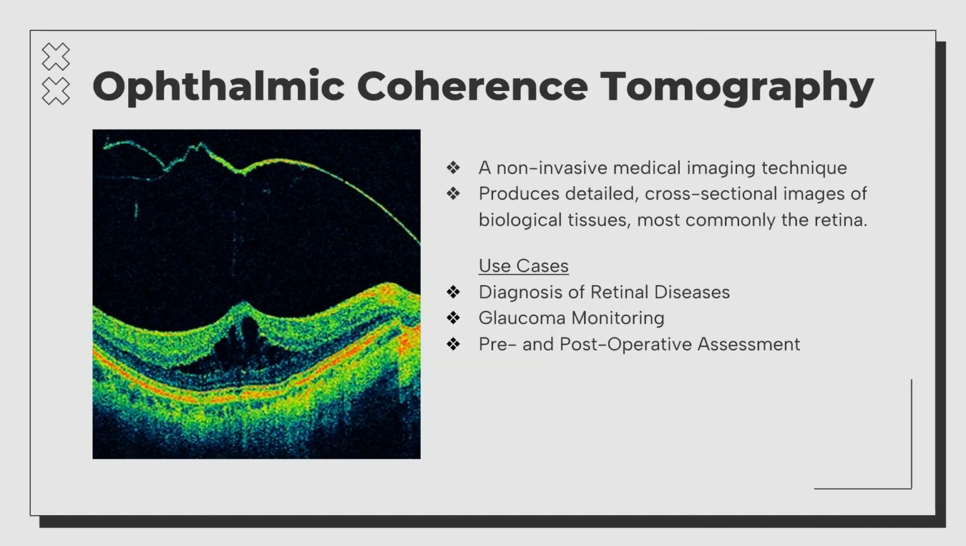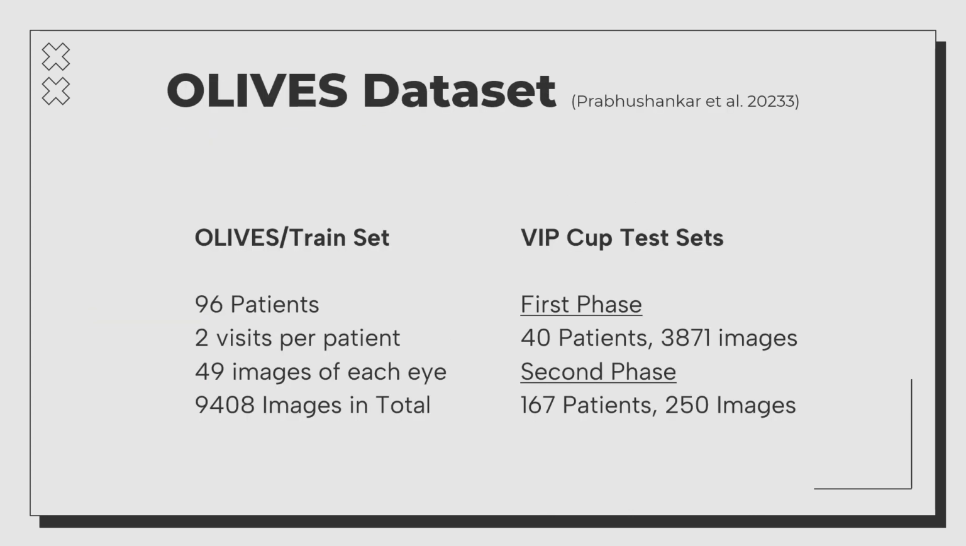First, let's talk about the problem we are addressing. I know the organizers have probably introduced the problem already, so I will move through this section fairly quickly. In short, the task was to detect biomarkers from ophthalmic coherence tomography scans, or OCT scans. The competition dataset was the OLIVES dataset from the OLIVES research team at Georgia Tech.